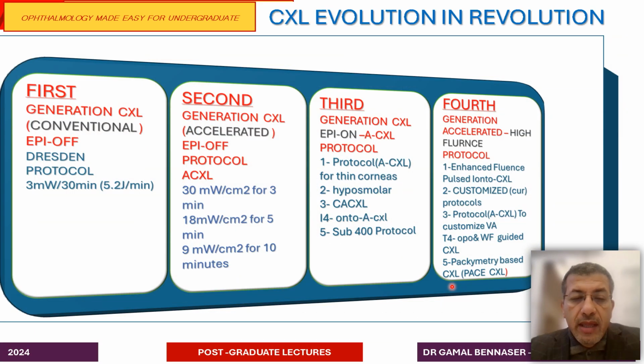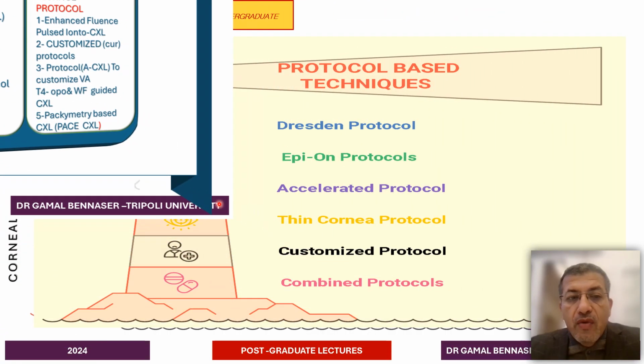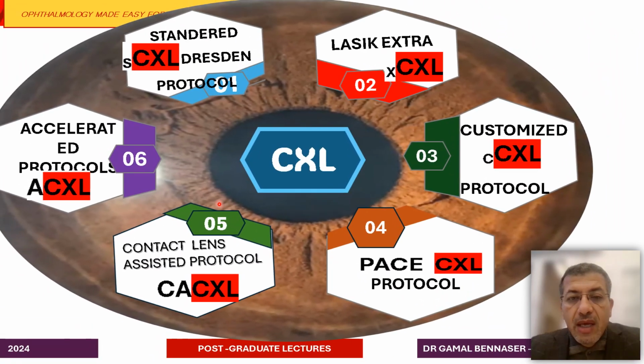For us, in this lecture, we will discuss the different protocols based on the evolution of these protocols. They are subdivided into first generation cross-linking protocols, second generation, third generation, and fourth generation protocols. This is based on the evolution and the time and how the innovations happened in the cross-linking technique, so that we reach the fourth generation, which is now used. So we'll discuss based on this classification based on the evolution.